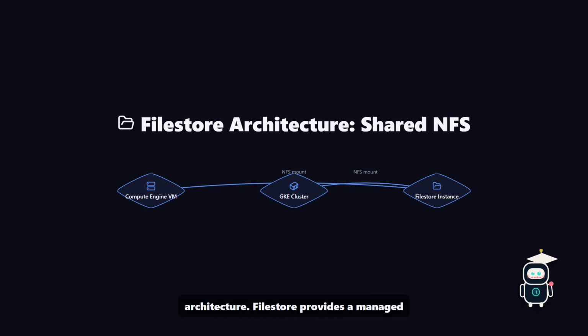Filestore provides a managed NFS file server. At the center sits a Filestore instance, Compute Engine VMs, and Google Kubernetes Engine, or GKE pods, a managed Kubernetes cluster, all mounted via NFS, reading and writing the same files simultaneously. No data duplication, no NFS administration, and no costly silos.